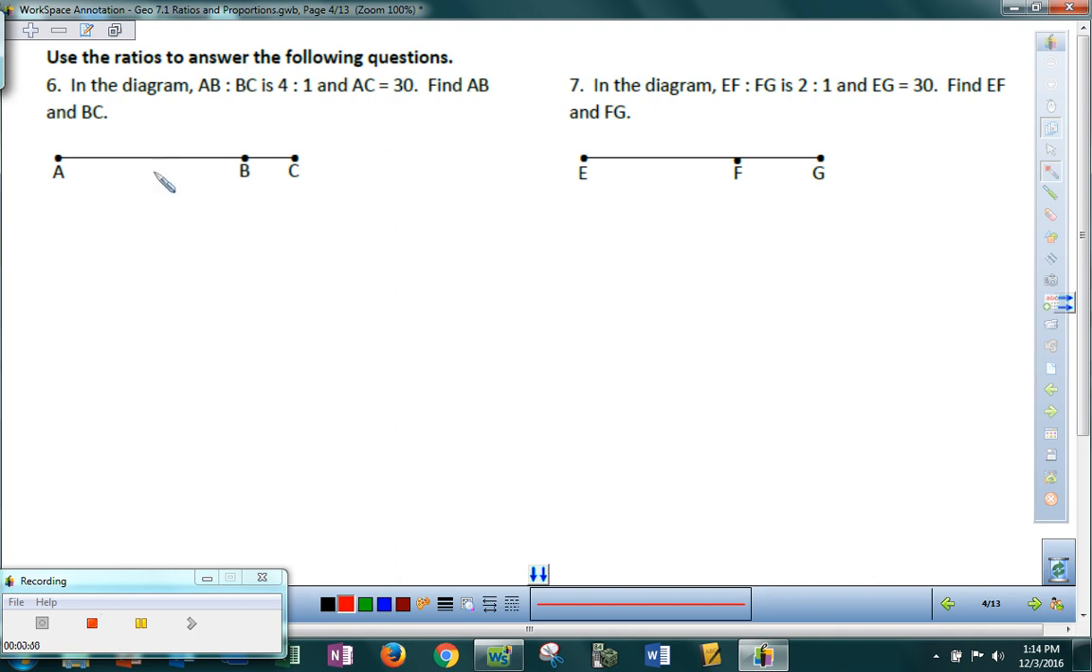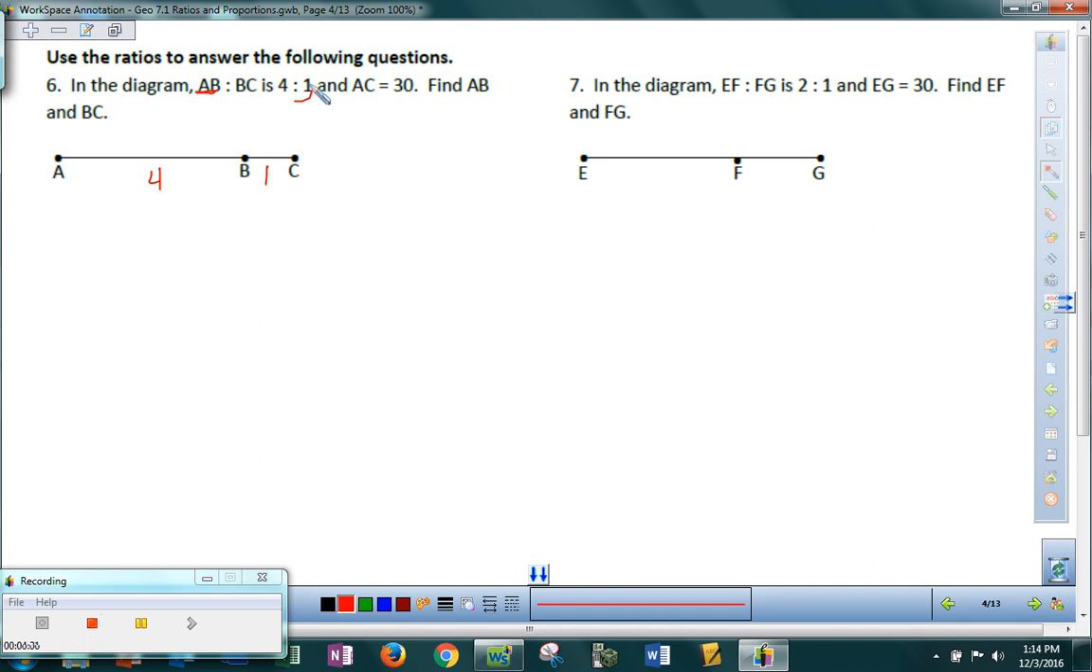Well, if you notice, this is 4 and this is 1 according to our diagram here, AB being 4 and BC being 1. However, those definitely do not add up to 30. What that means is this 4 to 1 has been simplified just like we did up above in those problems. What we need to do is figure out what factor we reduced both of those segment lengths by to get down to 4 to 1.